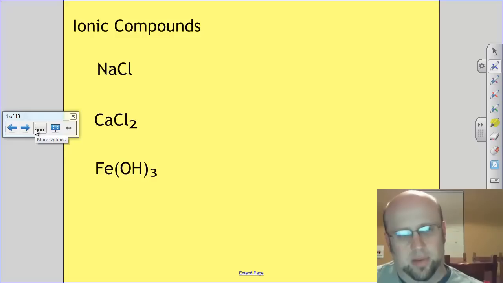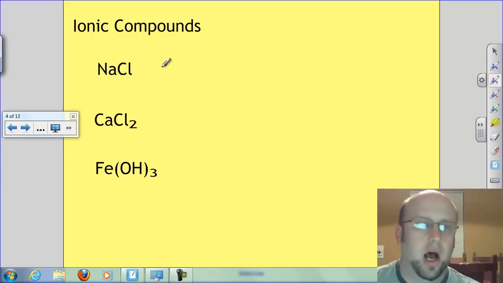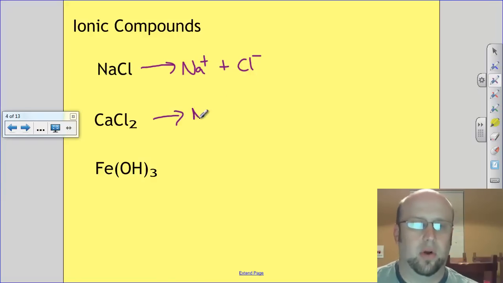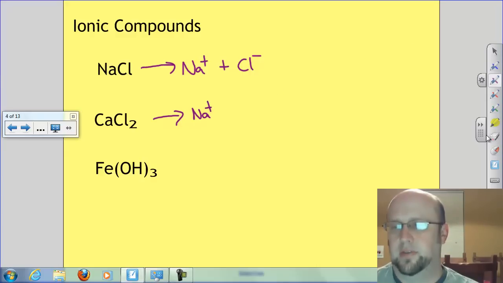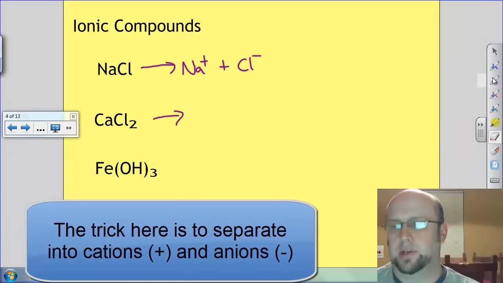For ionic compounds, it gets a little bit more complicated. For any ionic compound, you basically have to, at least in your head, break it up into the number of particles that it breaks up into. So, sodium chloride becomes a sodium ion and a chloride ion. Calcium chloride breaks up into a sodium... yes, definitely. Calcium chloride breaks up into a sodium ion. No, not true.